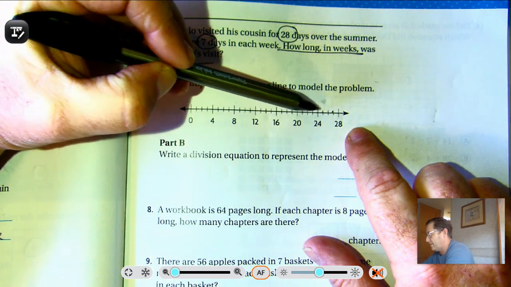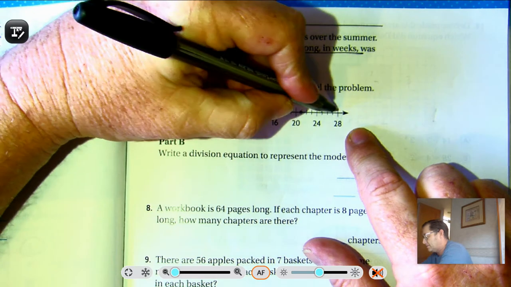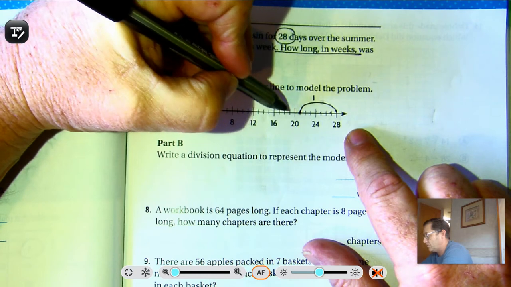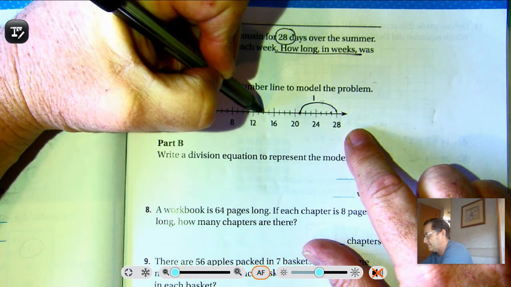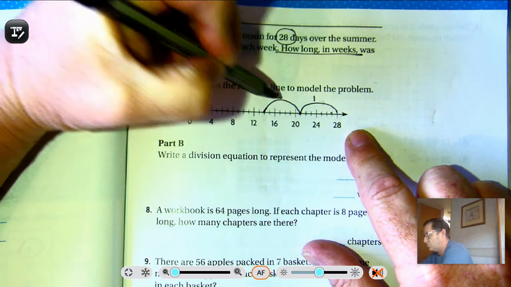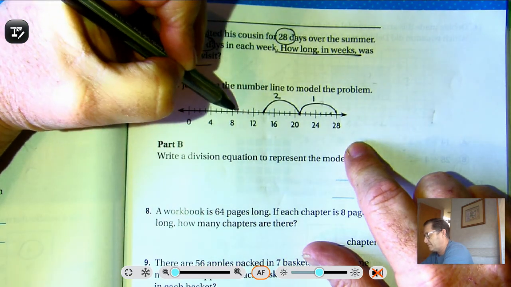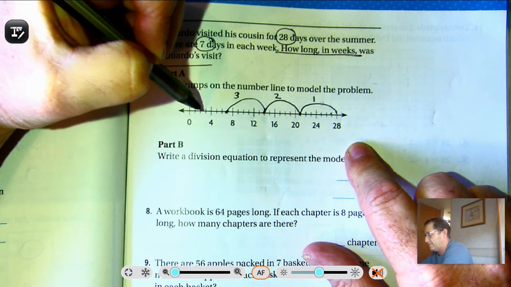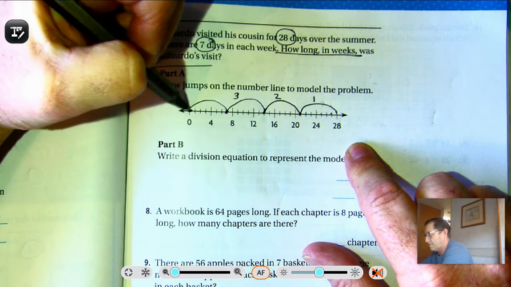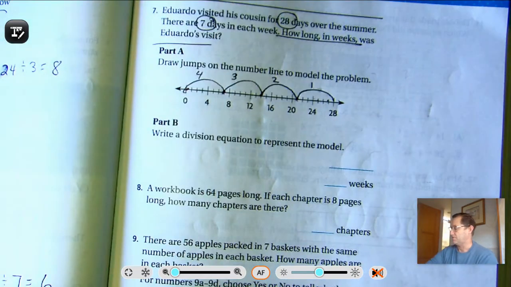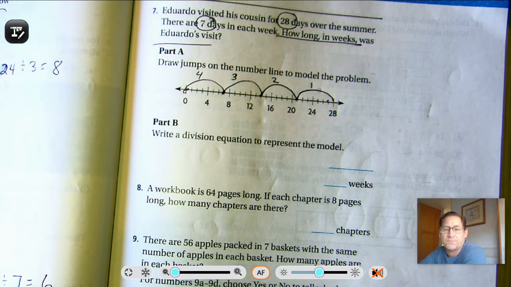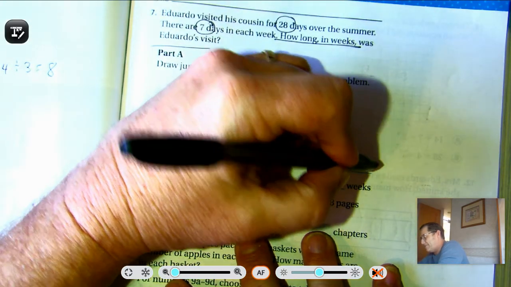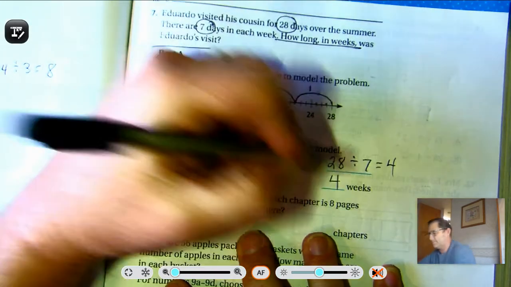1, 2, 3, 4, 5, 6, 7. So 1 week. 1, 2, 3, 4, 5, 6, 7. 2 weeks. 3 weeks. 4 weeks. All right, so 4 weeks. Write a division problem to represent the model. Okay, so 28 days divided by 7 equals 4. So 4 weeks.